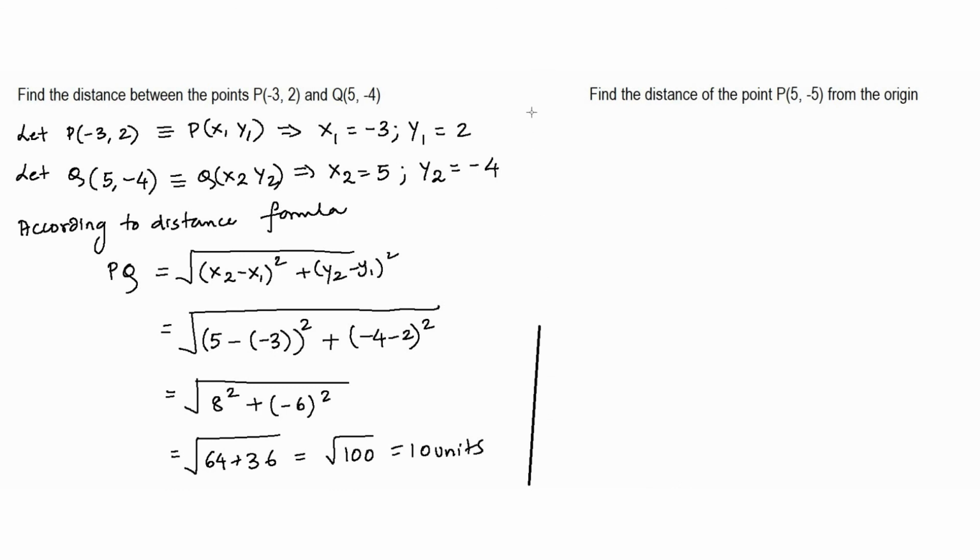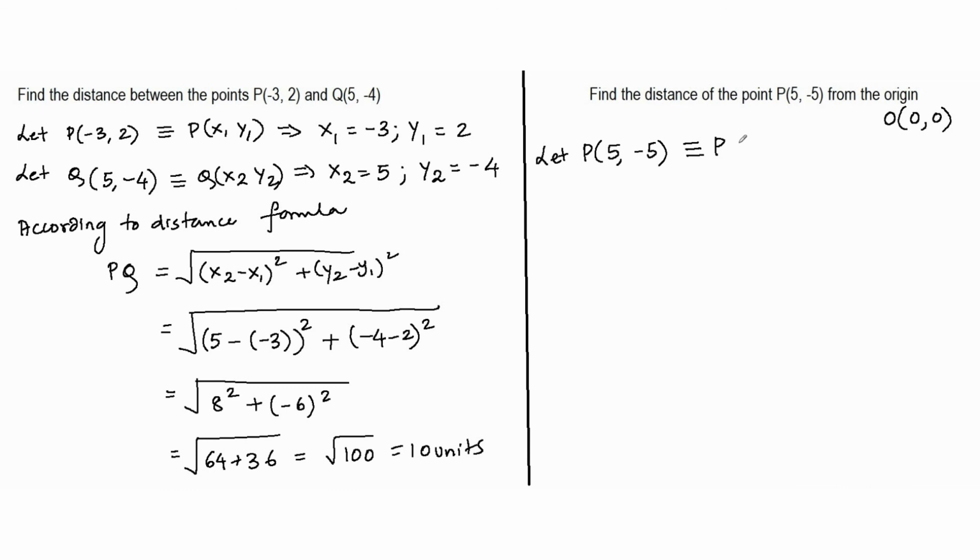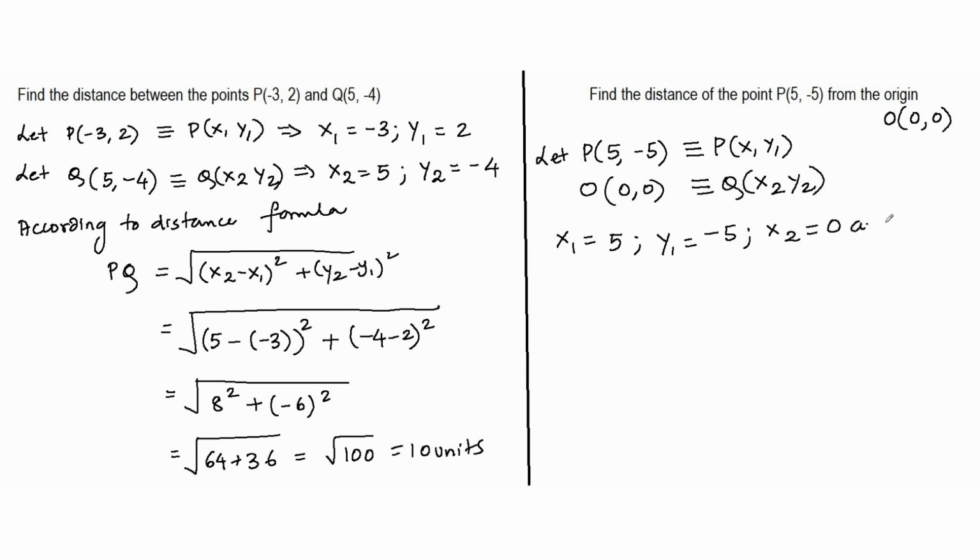So let us take a look at the next question. Find the distance of the point P of 5, minus 5 from the origin. So I know that one of the points here is the origin, which is 0, 0. So I will say let P of 5, minus 5 be equivalent to P of x1, y1, and let the origin of 0, 0 be equivalent to Q of x2, y2. So comparing, I get x1 equals 5 and y1 equals minus 5, and x2 is 0 and y2 is also equal to 0.